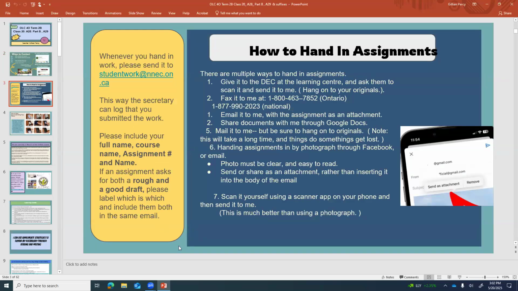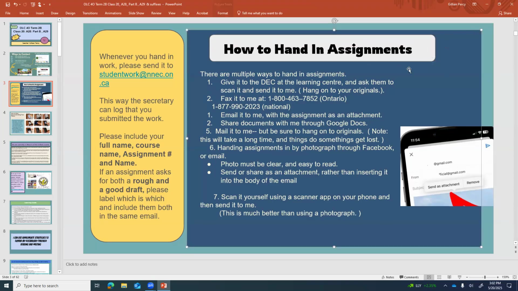Okay. The most commonly asked question is how to hand in assignments. And the truth is there are a lot of different ways to hand in assignments because we try and make it easy on people. And we know different people have different levels of technology in their communities. So if you are able to, one of the easiest ways is simply sending me your document as an attachment in an email to studentwork@nnec.on.ca.